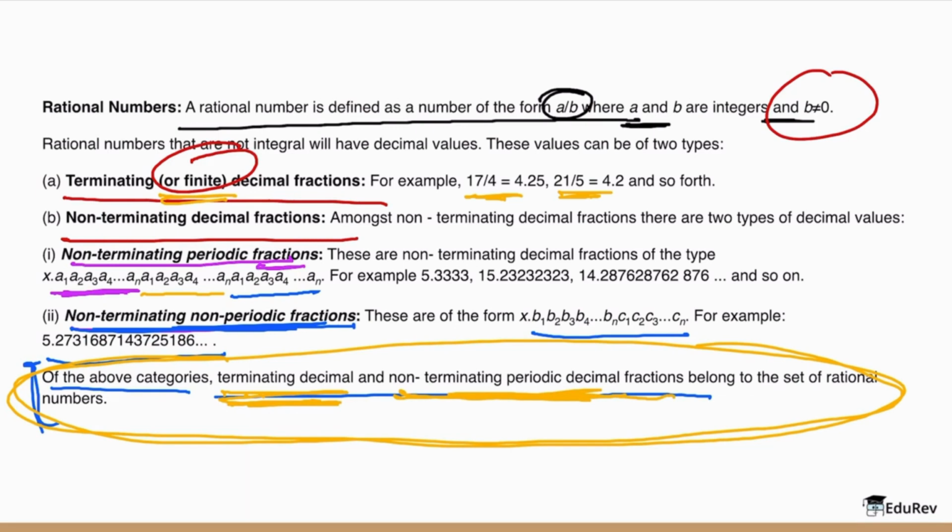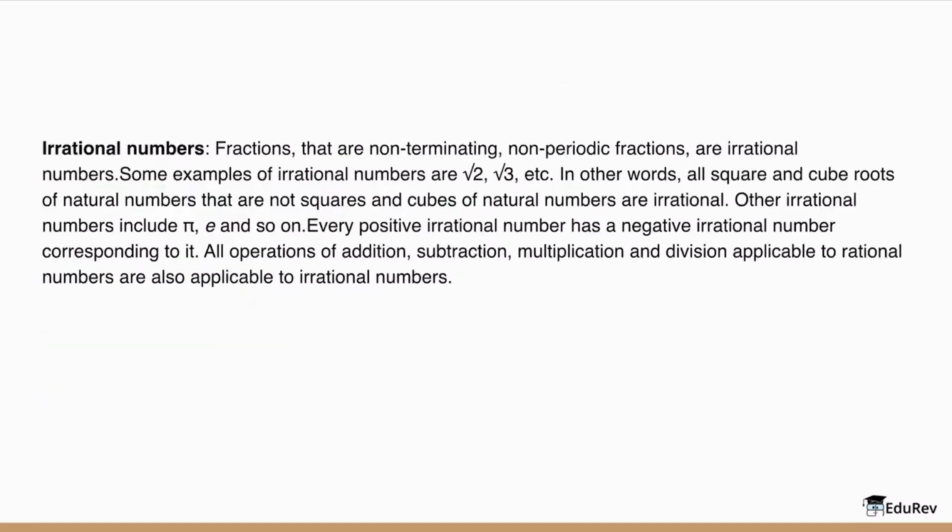So this is basically what it is, and I hope this concept is easy and you have understood it. Next, what are irrational numbers? Fractions that are non-terminating, meaning never ending, and non-periodic, meaning not repeating, are the irrational numbers. Some examples of irrational numbers can be root 2 and root 3. In other words, all the square and cube roots of natural numbers that are not squares and cubes of natural numbers are irrational numbers.